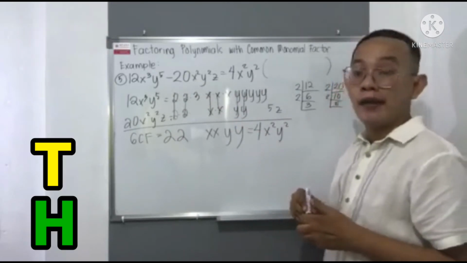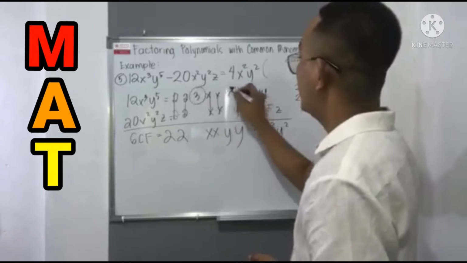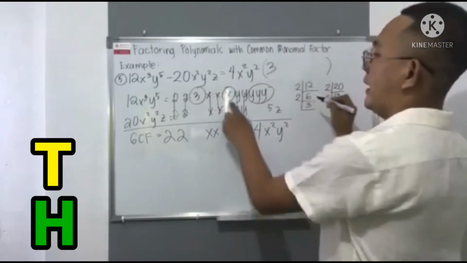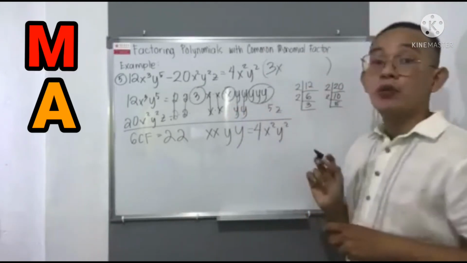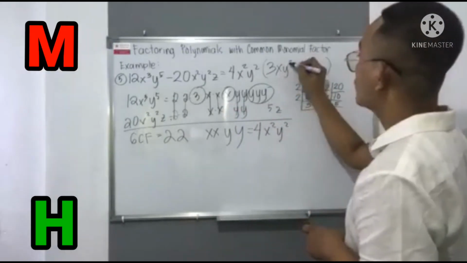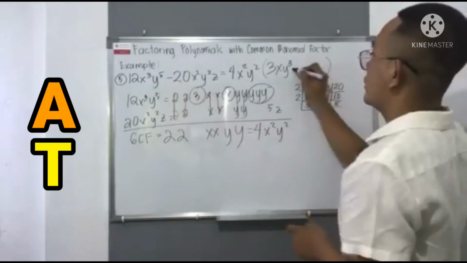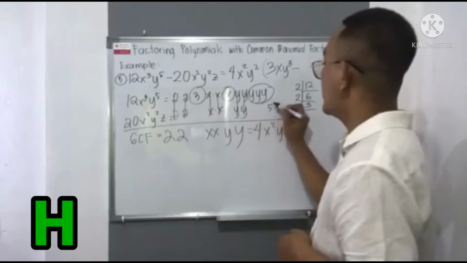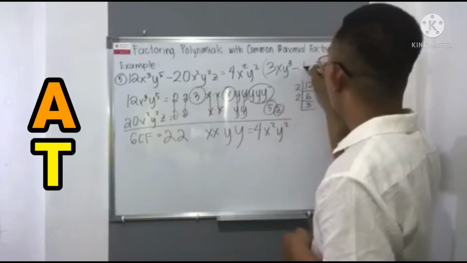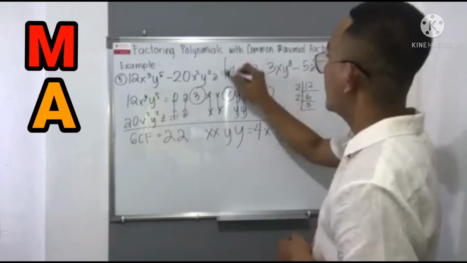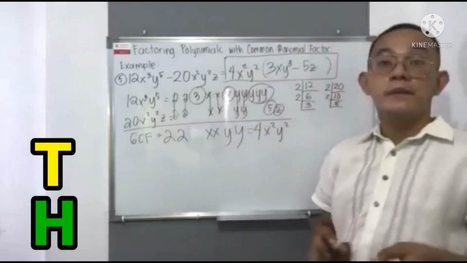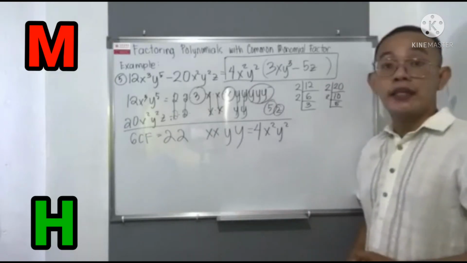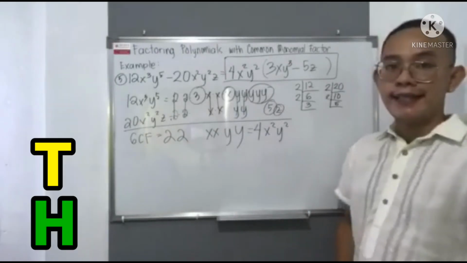Bilugan natin ngayon yung mga natira. So, we have 3x and then 3y. So, 3 and then isang x, 3, y times y times y is equal to y cubed. Next, minus. Dito tayo ngayon sa second term. So, ang natira lang dito is 5z, minus 5z. So, yan na ngayon yung kanyang factor. 4x squared y squared times 3xy cubed minus 5z.